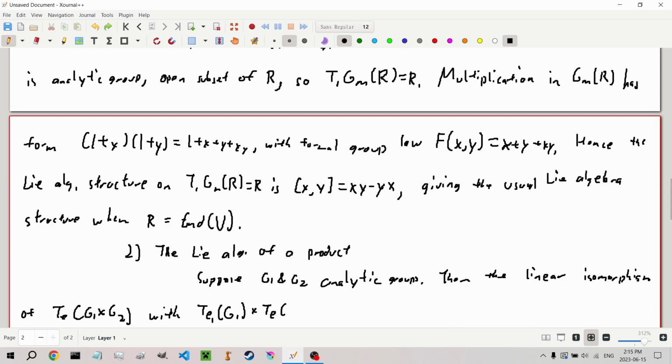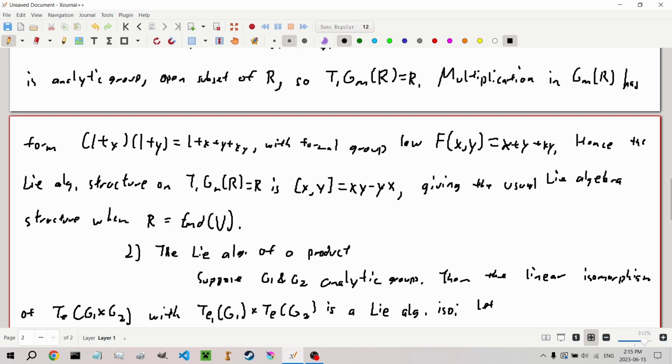is a Lie algebra isomorphism. So essentially this is saying that the Lie algebra of the product of Lie groups is the Cartesian product of the corresponding Lie algebras.